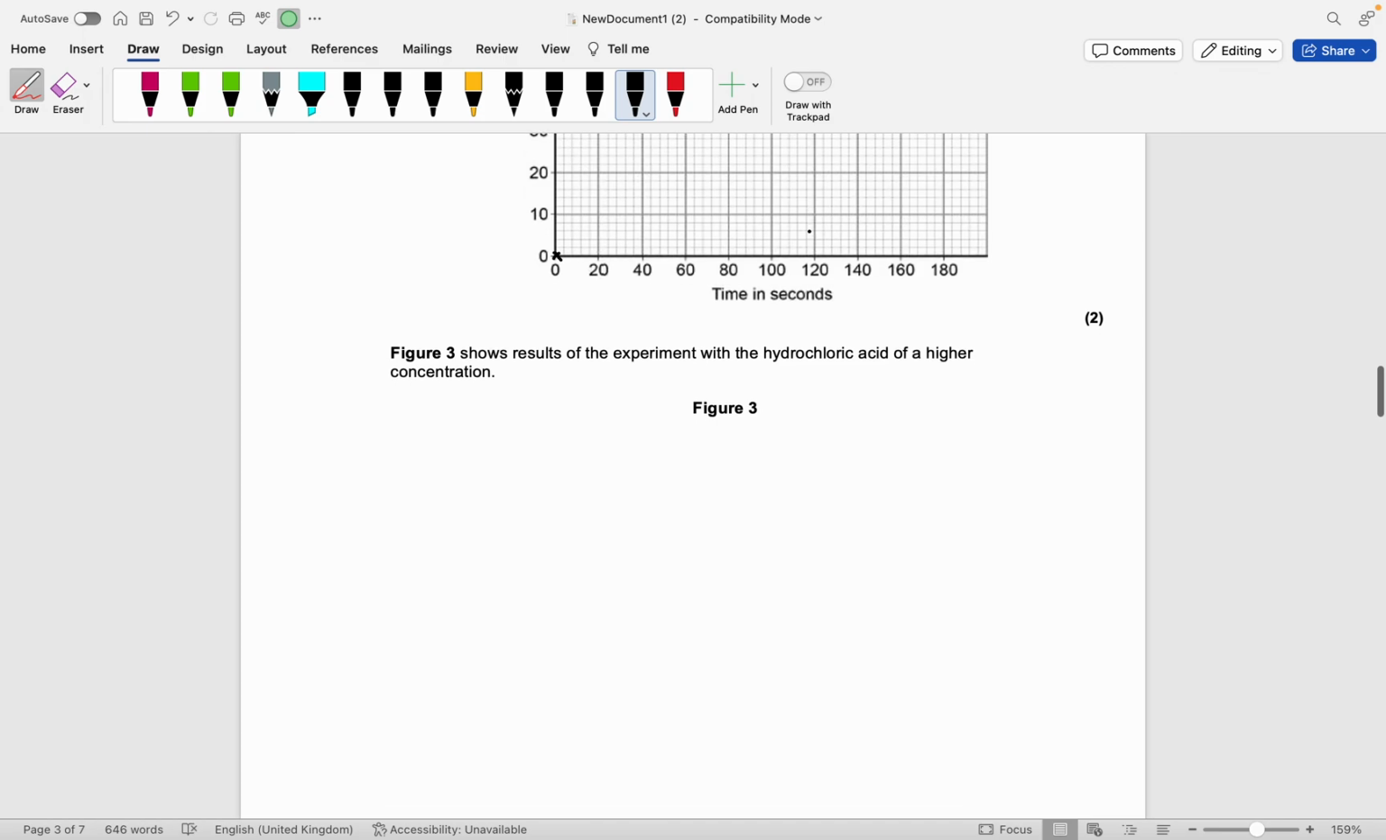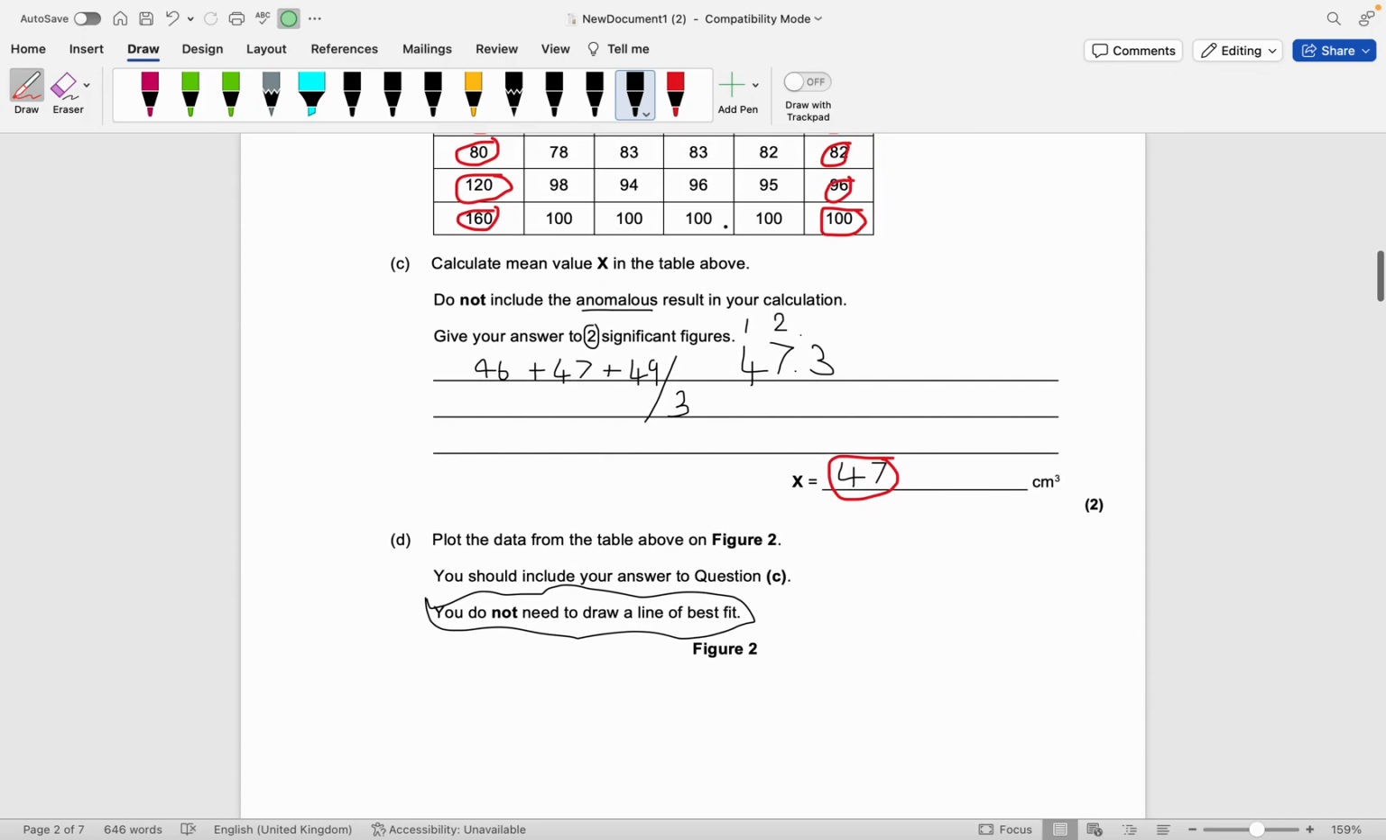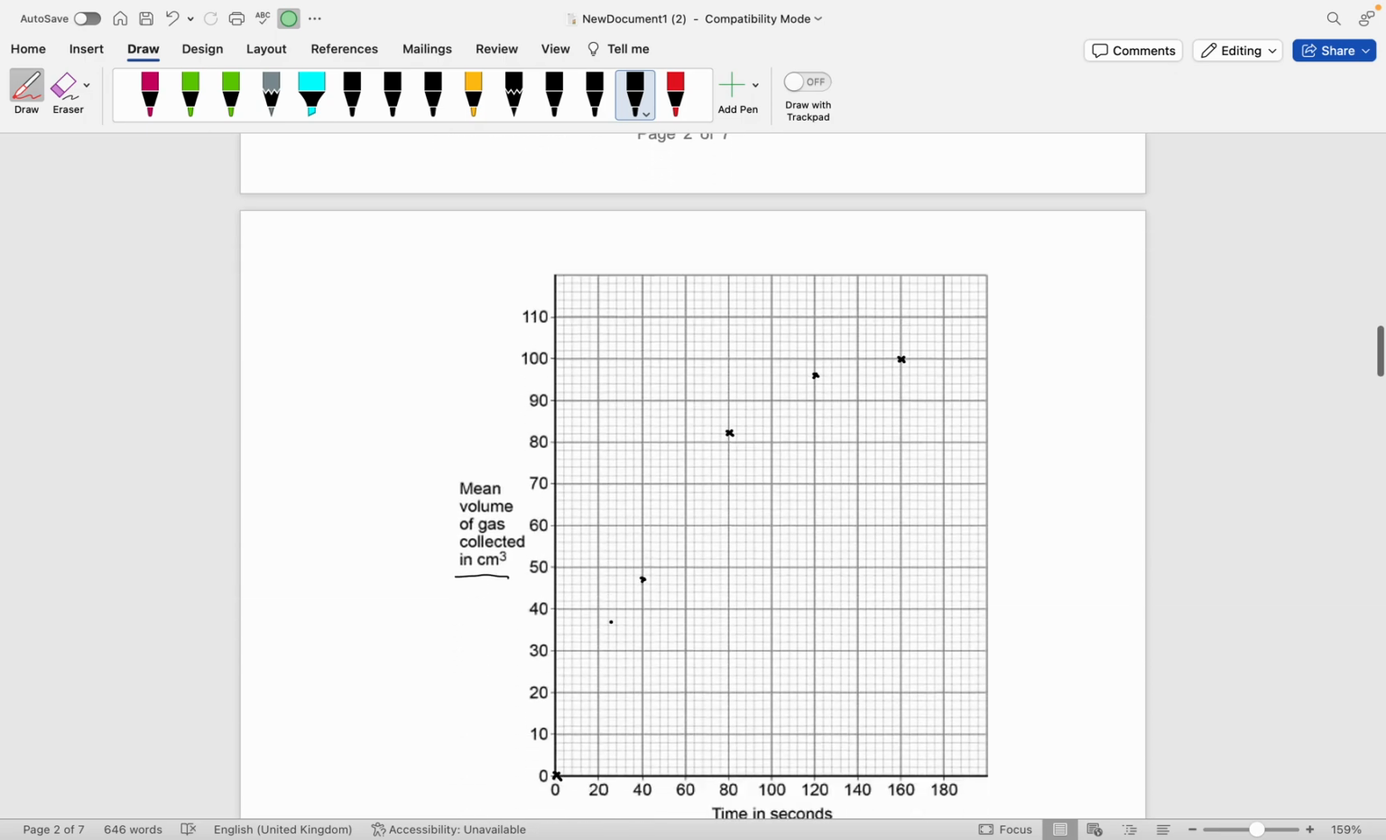So it says figure 3. We've done all we have to do for that question. It says, plot the data above from the table. You should include your answer to question C. We did that, and you do not need to draw a line of best fit, so we've not done that.